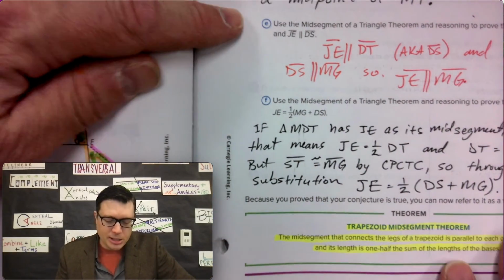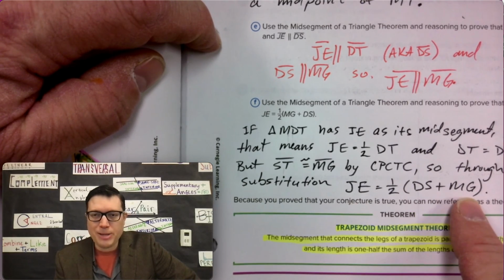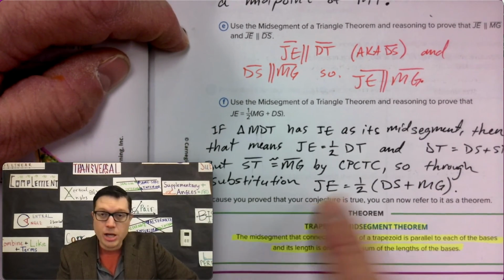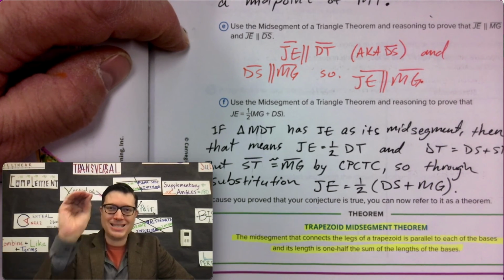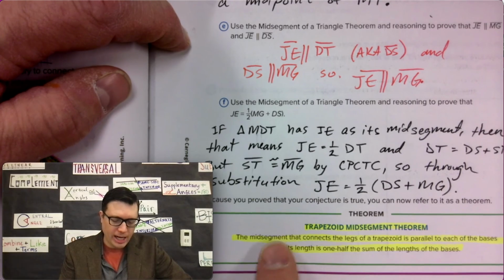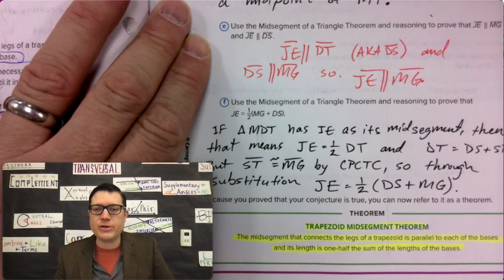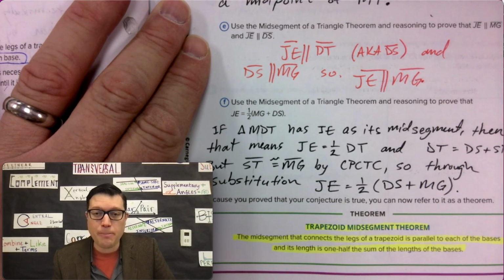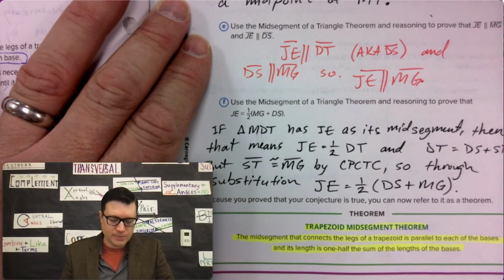That's CPCTC. And so through substitution, putting all of these pieces together, JE, the midsegment, is half of the bases of the trapezoid added together. That is 100% the trapezoid midsegment theorem. The midsegment that connects the legs of a trapezoid is parallel to each of the bases, and its length is 1/2 the sum of the lengths of those bases.